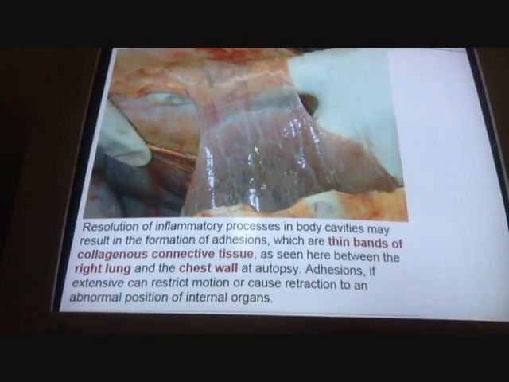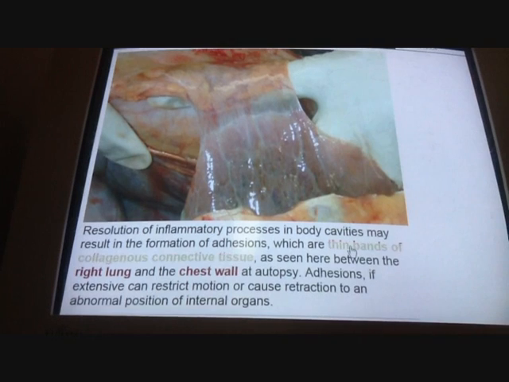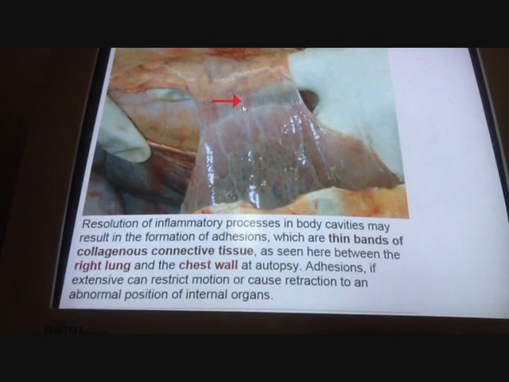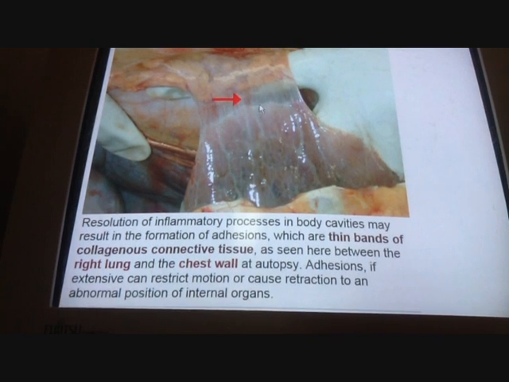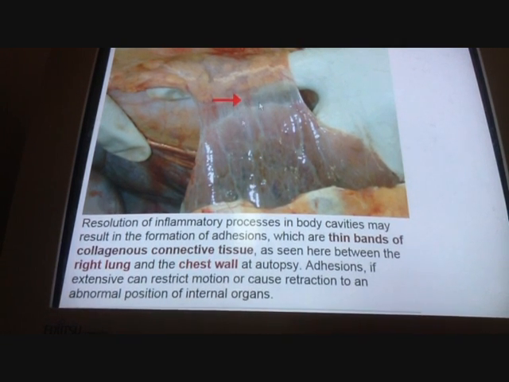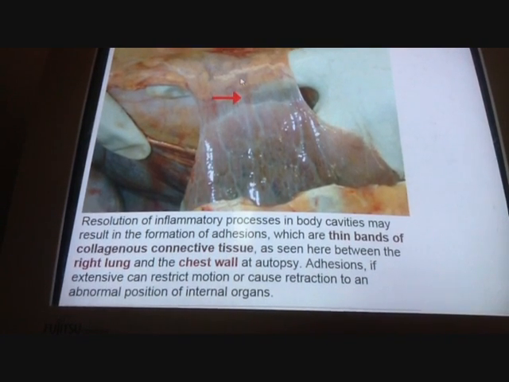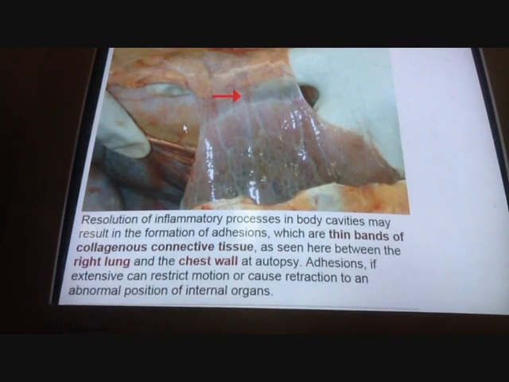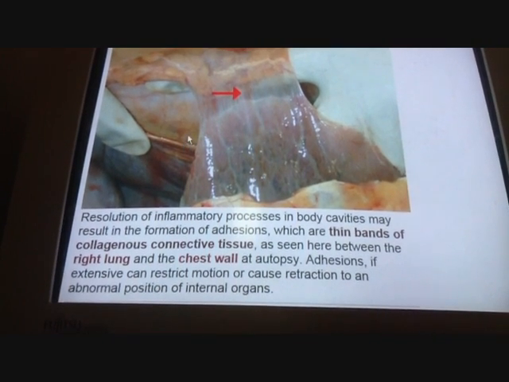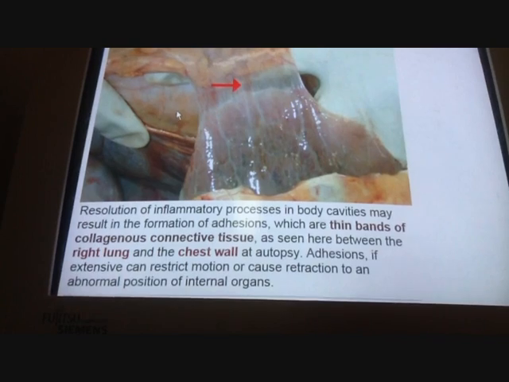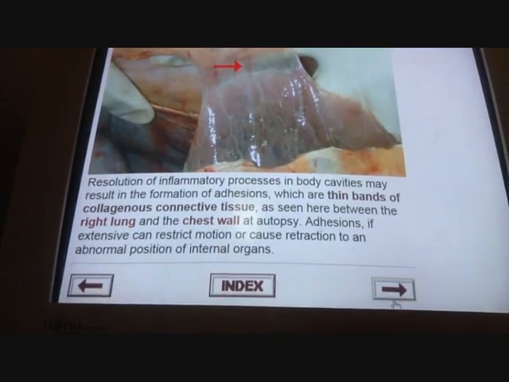This connection is composed of thin bands of collagenous connective tissue. So those collagenous connective tissue bands have formed here as a result of chronic inflammation and activation of fibroblasts, which cause adhesion of this lung to the chest wall. And this will in turn affect the expansion of the lung, its movement within the chest wall, and could sometimes cause retraction.